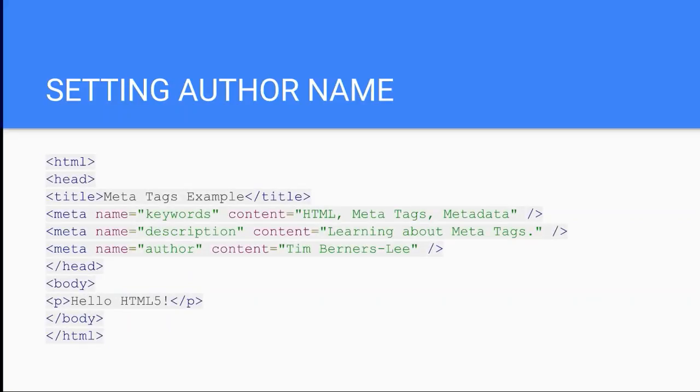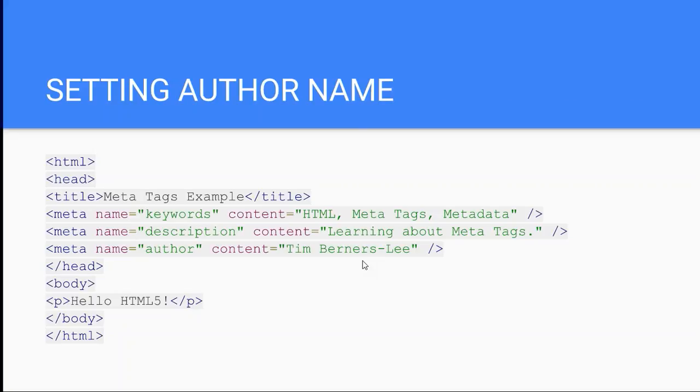How do we set the author name? Like this. So this meta tag is name keywords, content HTML, meta tags and metadata. Meta name description, learning about meta tags, and author name, content Tim Berners-Lee. You can execute this code and it's not going to show up on the web browser because it's a meta tag, so it will stay behind. It will help the search engine to find you, but it's not going to display.